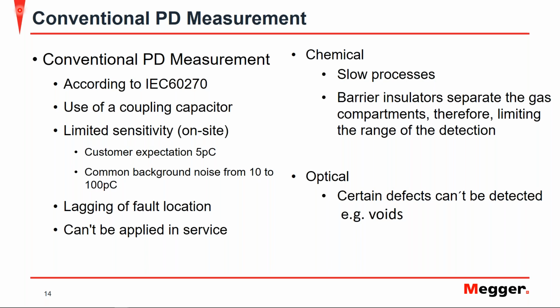Finally, you also have the optical method here, but certain defects can't be detected, such as void defects. Since they're in the middle of the insulation, it's going to be difficult, or you can't detect them via the optical method.